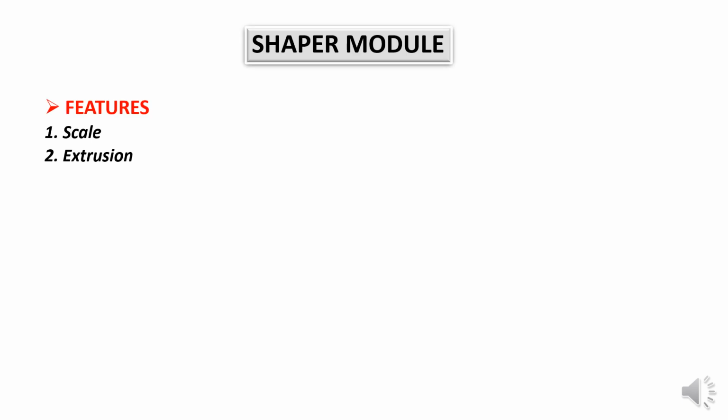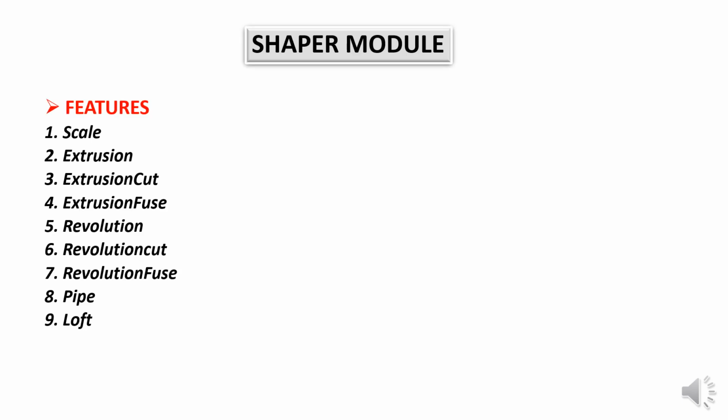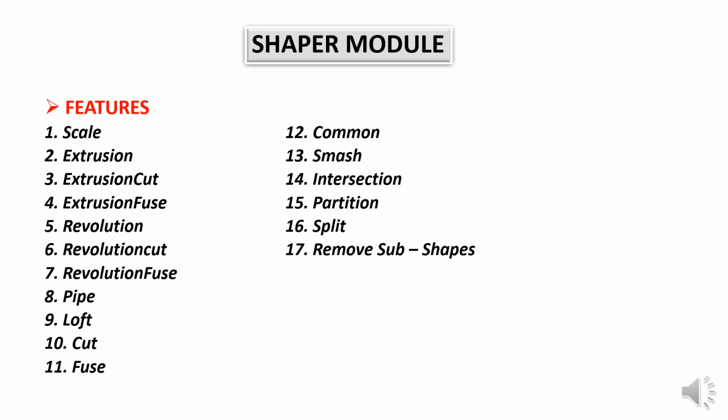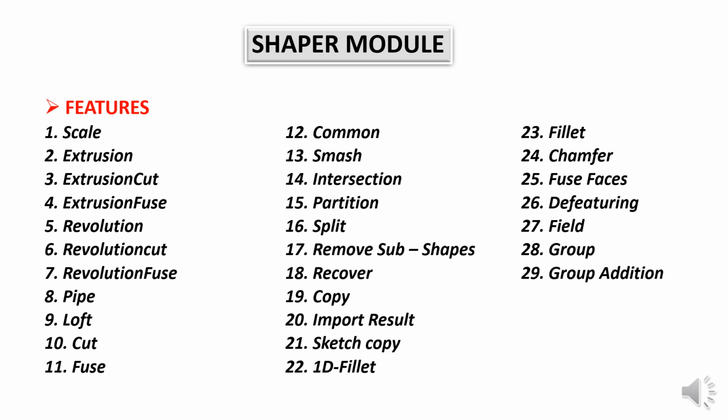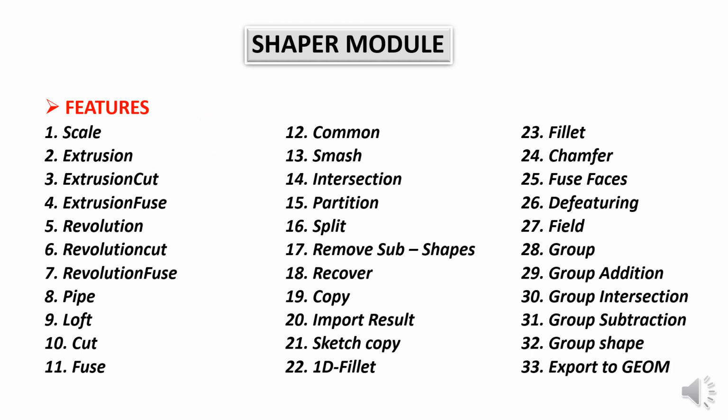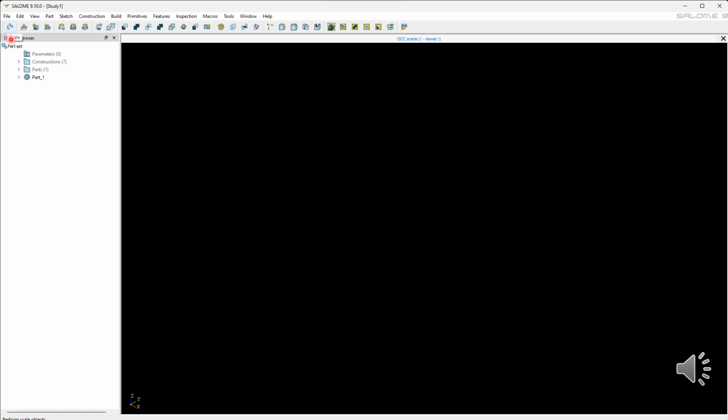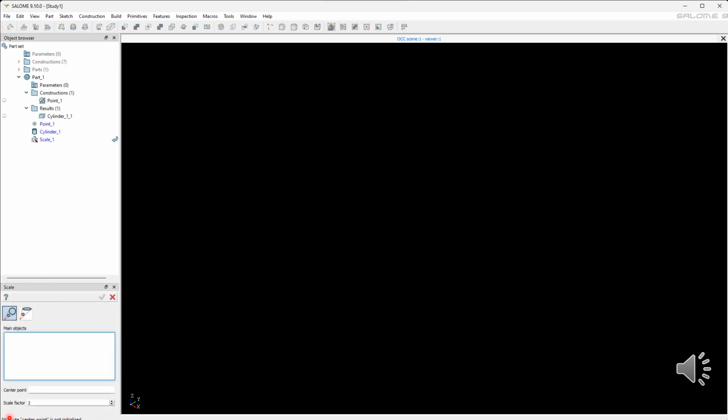In this video, we will discuss the Features Toolbar in the Shaper module of Salome software, and here is a list of tools available in this toolbar. So, from the Features Toolbar, I will select the first tool, Scale, and clicking on it will open a property panel where I can edit.